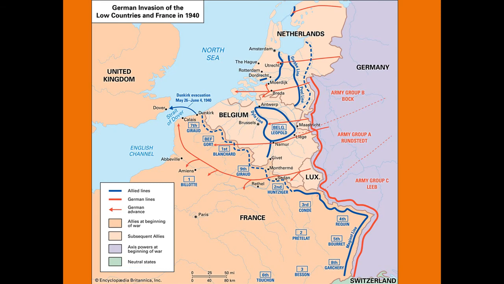German invasion of the Low Countries and France in 1940. Okay, so here, Army Group B, von Bock. Army Group A, Rundstedt. Army Group C, Leeb. These are Army Groups A, B, and C, pushing in through the Netherlands and then into Belgium, and through Leopold. And of course here we have the 7th French Army under Giraud, which was fighting in Holland, Blanchard the 1st, and Giraud, which also commanded the 9th Infantry Division of the French Army.